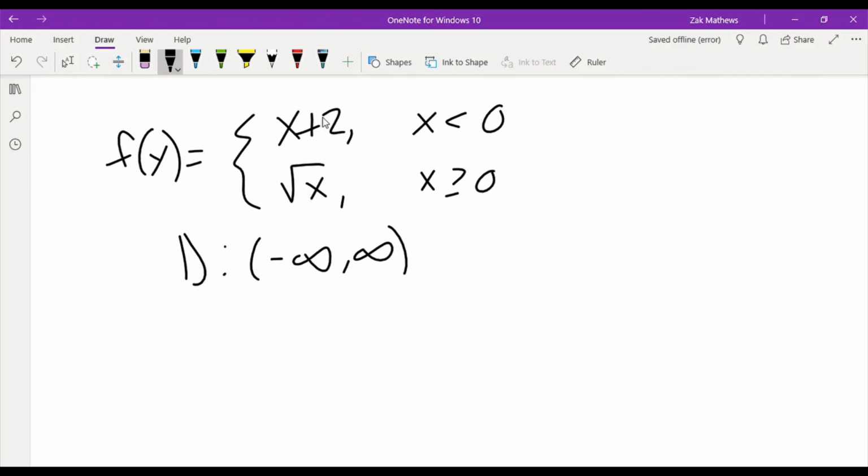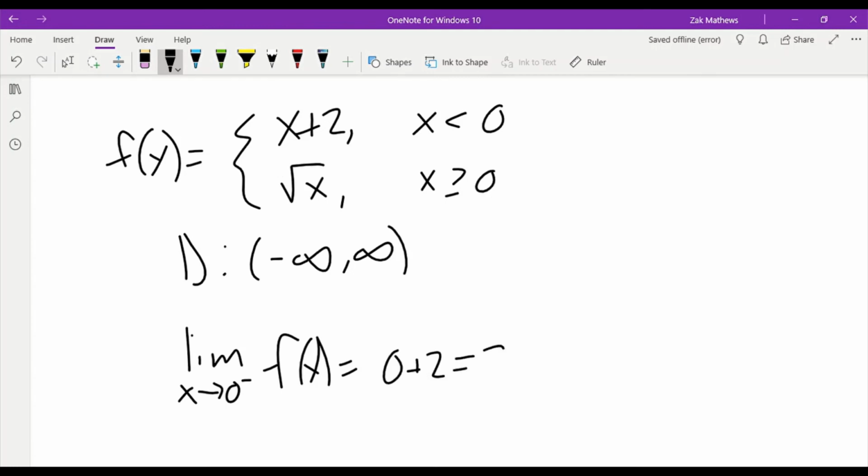So to figure out whether its limit exists at all values, let's think about that transition point. That'd be the obvious place for it to break. Let's take the one-side limits. The limit as x goes to 0 from the left. That means we're going to have to use the first equation here. So we'll have 0 plus 2, which is equal to 2.